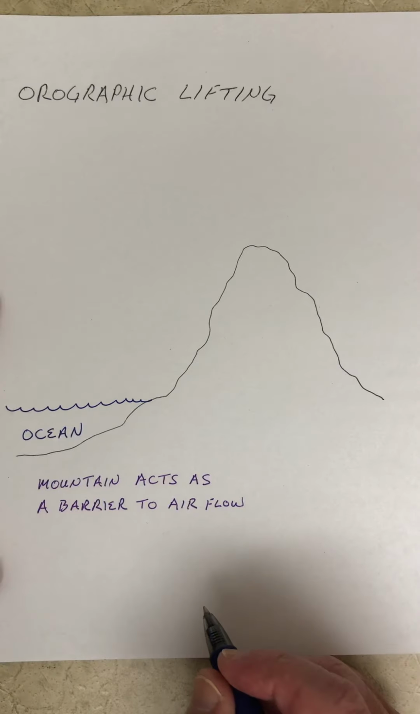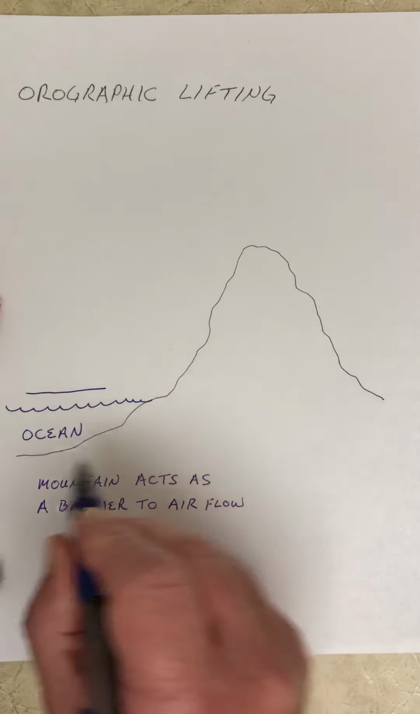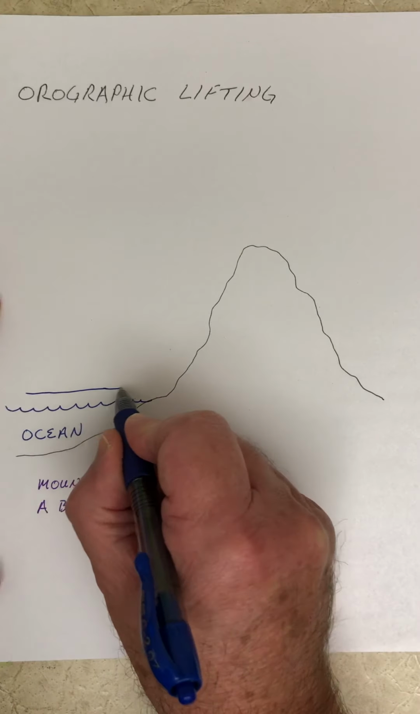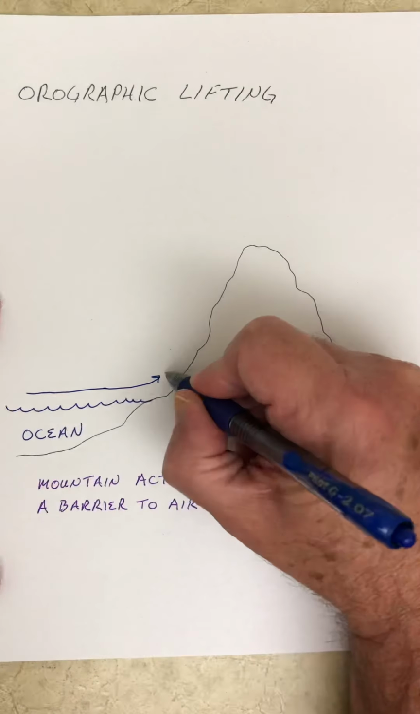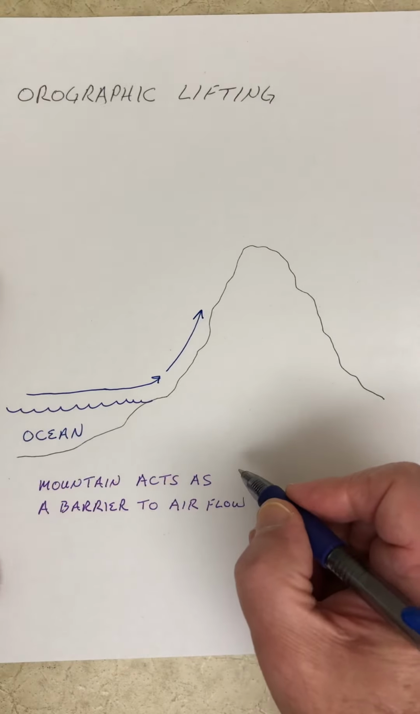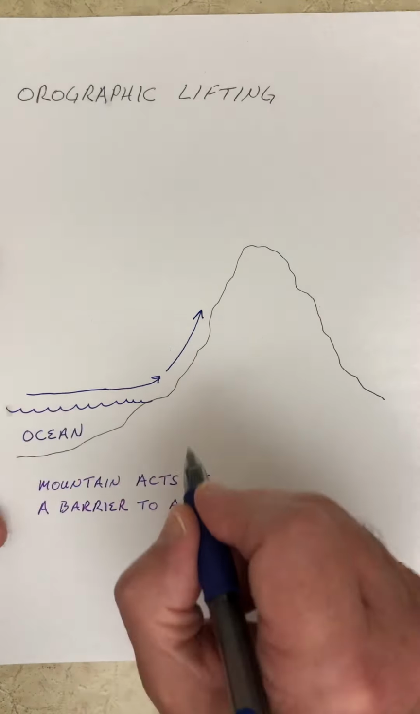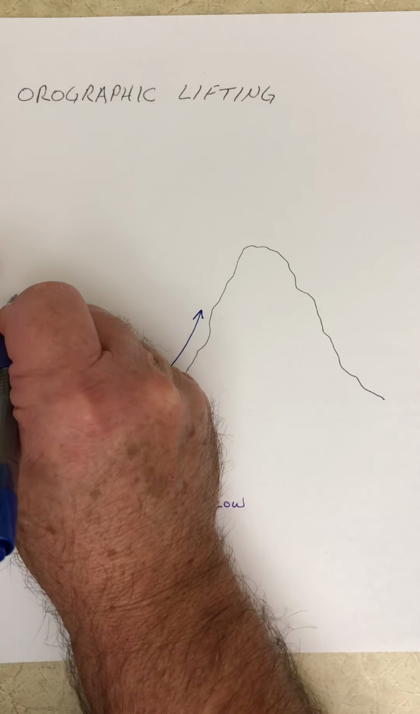over the mountain. Okay, and so in this particular case, we've got, like, the Pacific Ocean, air coming off the Pacific Ocean. It encounters the physical barrier, the mountain, and it's going to have to rise up over the mountain. Okay, and so now all of those processes that we've talked about before come into play.